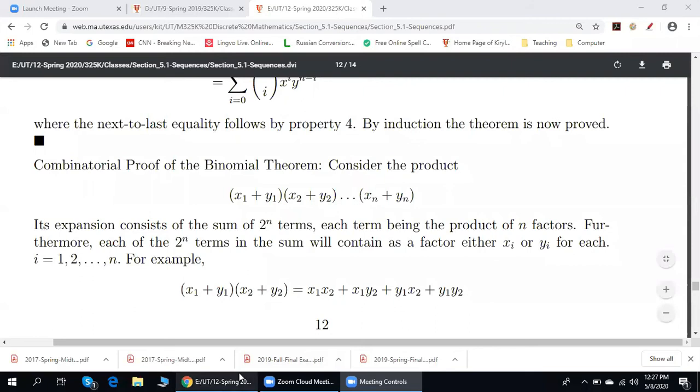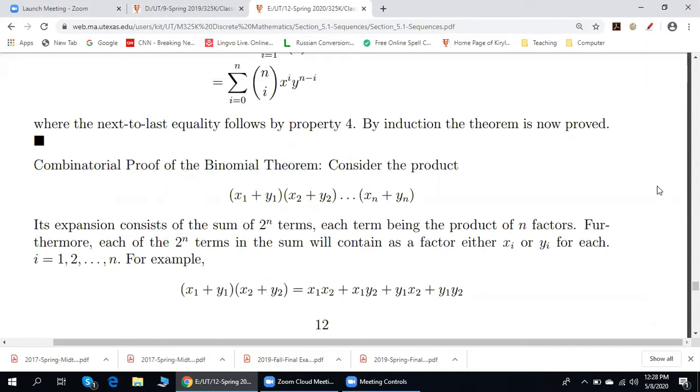So let me start with the second version, version number 2, of the proof. Please take a look at this. Let us consider the following product: x1 plus y1, x2 plus y2, and so on, xn plus yn. Let us expand all parentheses.